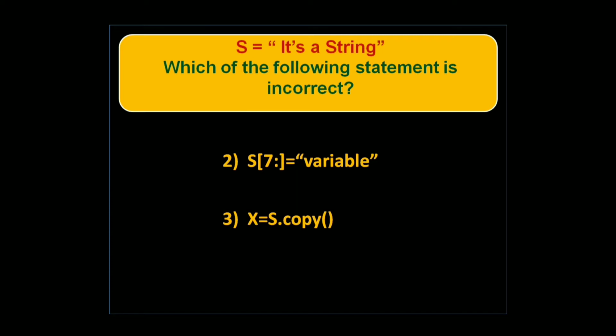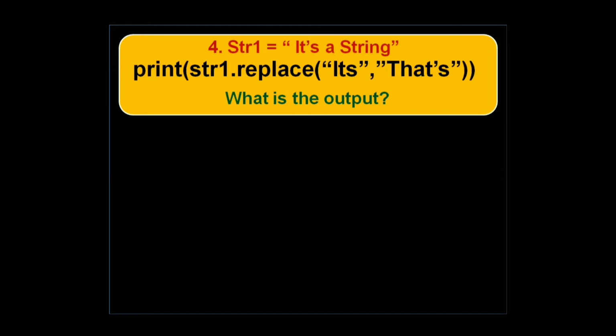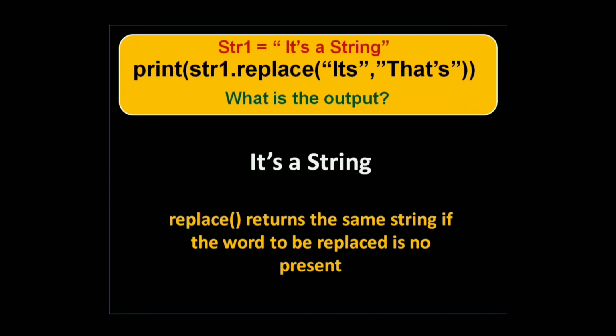Alright, I hope you're having fun. I hope you're being able to solve these. Now let's move ahead. Now you have another string and you're supposed to guess the output to this question. Now the answer to that is, it's exactly the same as the original string. Why? Because if you noticed carefully, I have mentioned that replace its without an apostrophe by that's. Now, its without an apostrophe is not present in the string and hence the replace method simply gives you back the original sentence. If it would have been it's, you would have got that's a string.